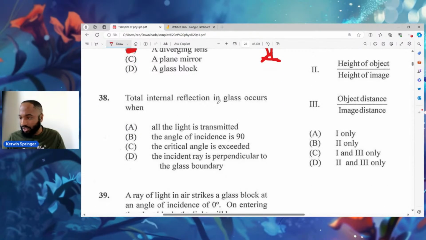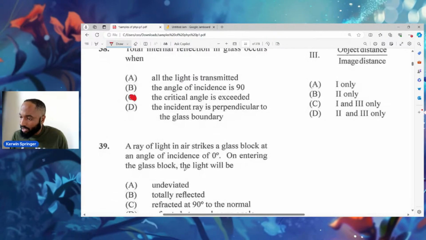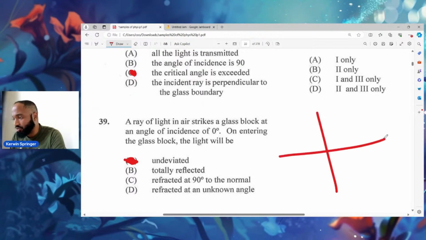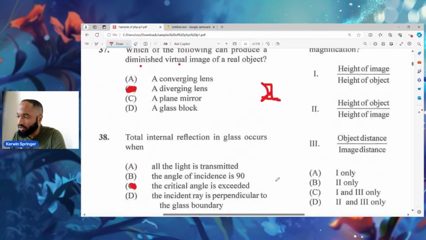Total internal reflection in glass occurs when: all the light is transmitted, the angle of incidence is 90, the critical angle is exceeded, incident ray is perpendicular to the blah, blah, blah. I'm just making up things here. A ray of light in air strikes a glass block at an angle of incidence of 0. All entering will be undeviated. If the angle of incidence is 0, it just goes straight through, with no deviation.